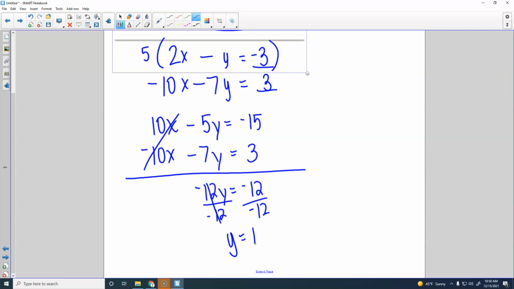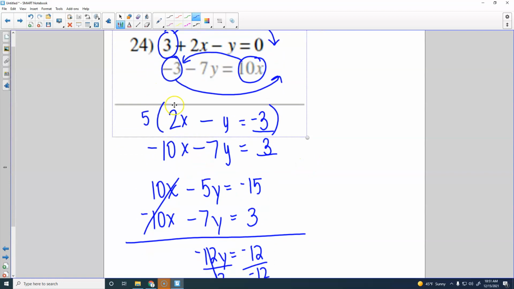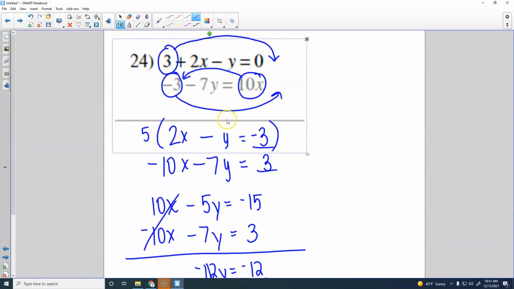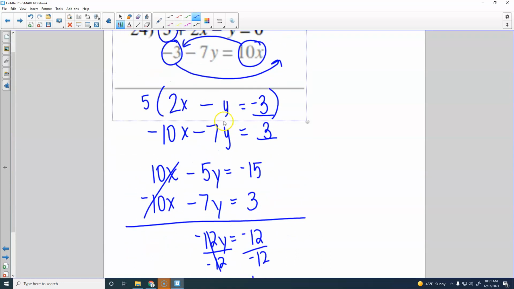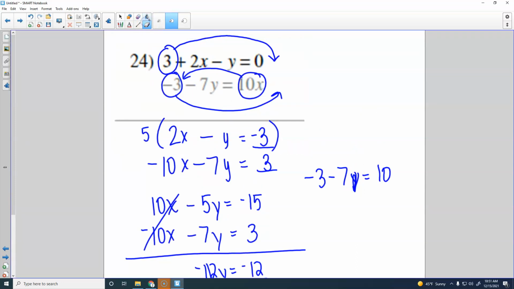Then, for our x, we're going to plug back into one of the original equations. We could go all the way back to the very original equation, or we could use this. It really doesn't matter. Let's go all the way back here. I think I'll use the bottom one. -3 minus 7y equals 10x. Oh, wait. I'm plugging in for y, not x. So my y right there needs to be a 1.